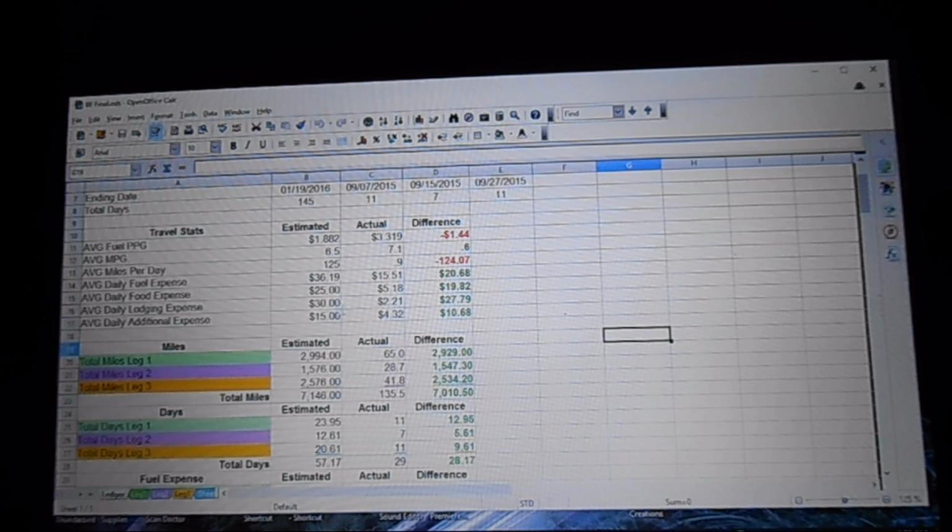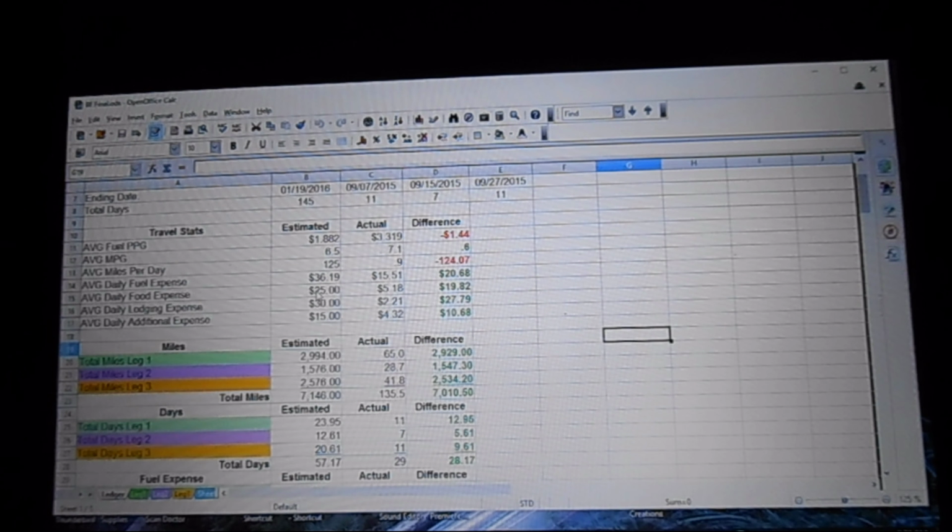Remember right here, we have an input area. We can put the price per gallon of gas, and that just comes off of a website. We'll get the national average, and I'll probably keep updating that until a couple of days before we leave. Average miles per gallon that we're going to get, just a guesstimate, at 6.5 miles a gallon. And 125 miles a day average travel. Again, just kind of a guess, but I really don't want to drive more than a couple hours in a day. This average fuel expense is calculated from these numbers up here.